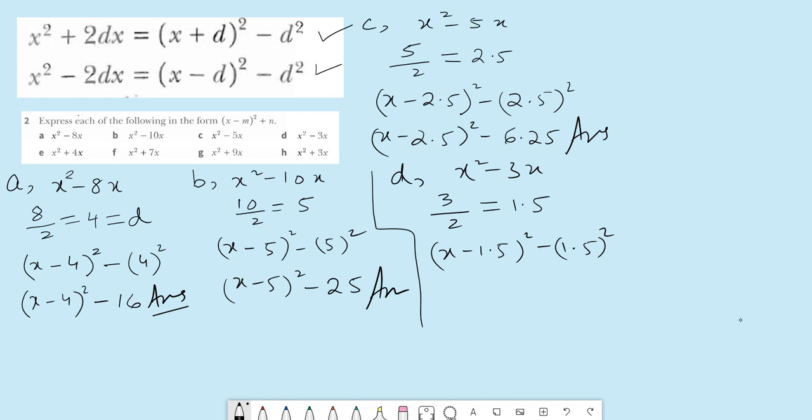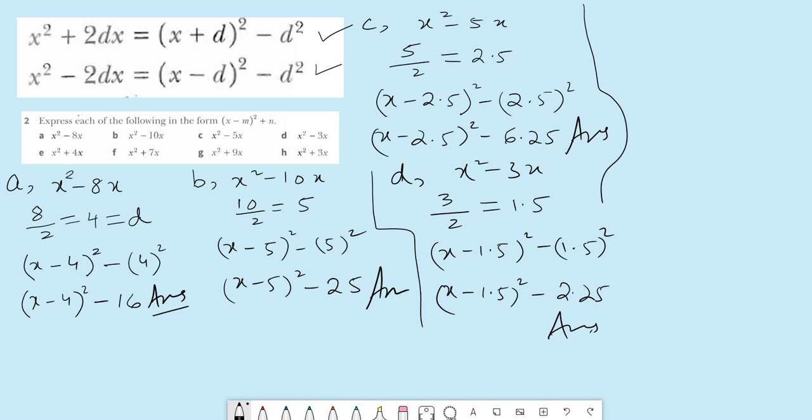So x minus 1.5 square minus 1.5 square. If you find this value 1.5 square from the calculator, you will get 2.25. Okay, this is our final answer.